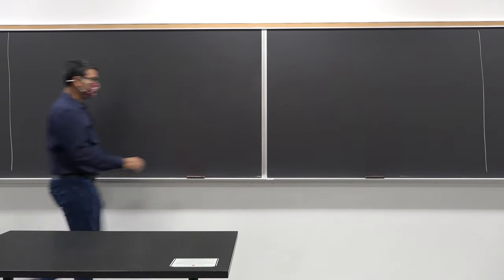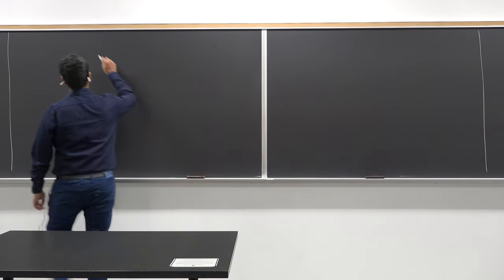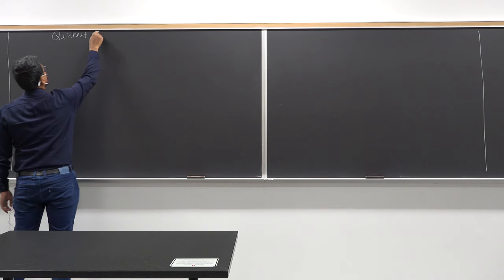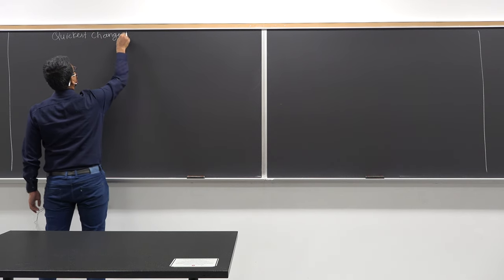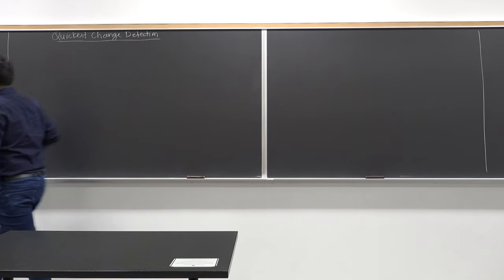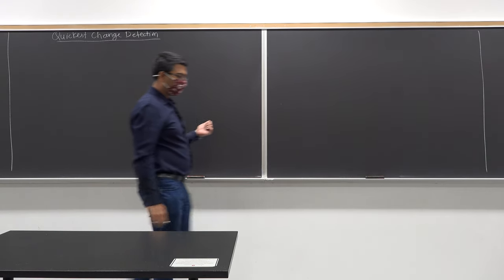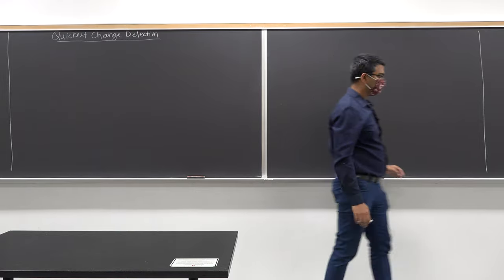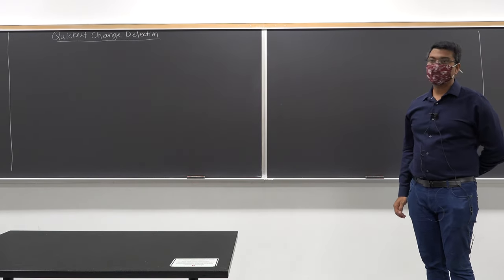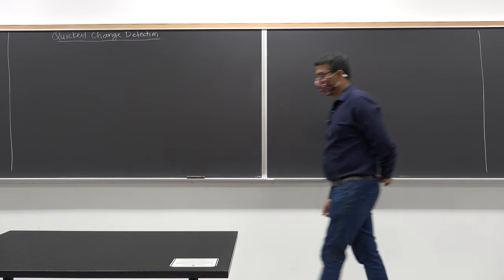Okay, we'll start our discussion about change detection, quickest change detection, which is basically the log likelihood test that we are trying to study. And we have done that for Markov chains over discrete state spaces. And now the goal would be to do it for Markov chains over continuous state spaces or Markov processes.